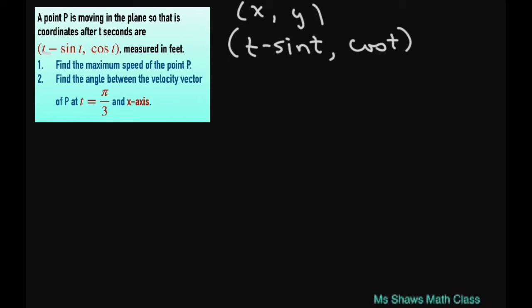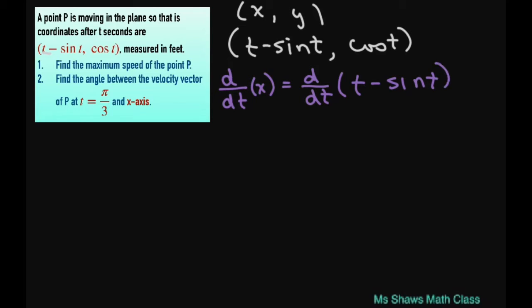We differentiate our x with respect to t to find the velocity vector. The derivative of t − sin t is 1 − cos t. Real quick, notice that if I set this to 0, we have cos t = −1.